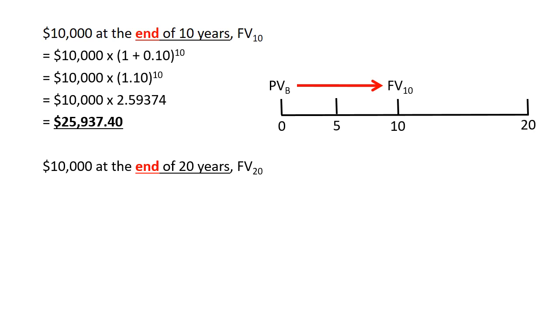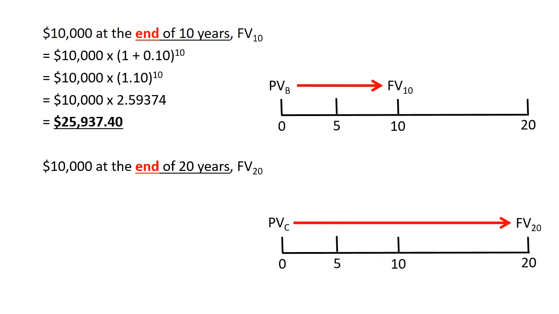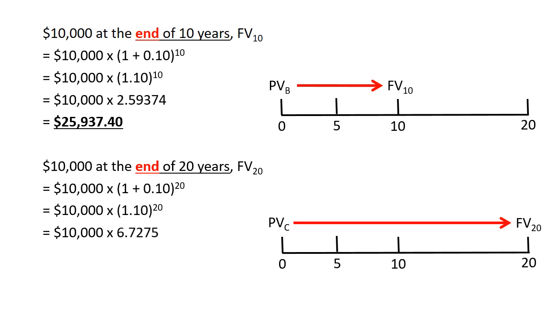Next, we look at 10,000 at the end of 20 years. So this time is 20 years, and we're finding FV20. The 20 years is a long time. We look at the future value at the end of 20 years. Same thing, substitute the figures in: 10,000 times (1 plus 0.1) to power 20, as N is 20. So work it out. The answer is 67,275.